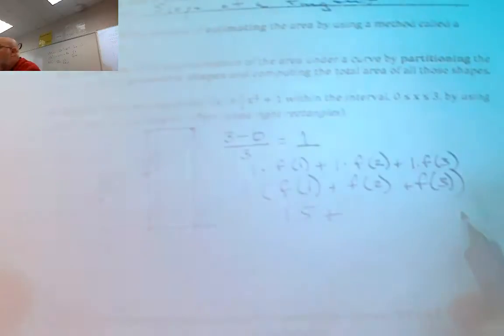So f of 1, if I put a 1 in there, what do I get? 1.5. If I put a 2 in there, what do I get? Half of 2 squared, plus 1, 3. And if I put a 3 in there, what do I get? Half of 3 squared, plus 1, 5.5. And I multiplied it by 1. I already did it. And so my area has got to be less than what? 10?